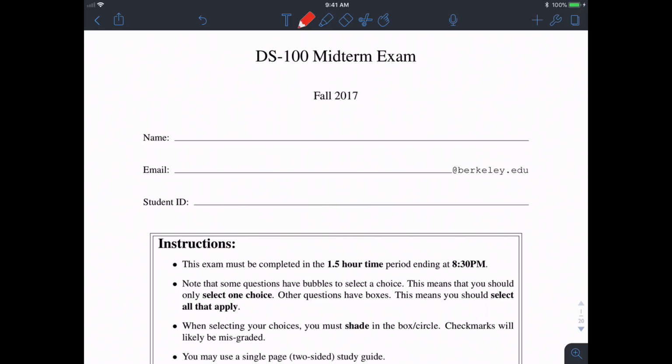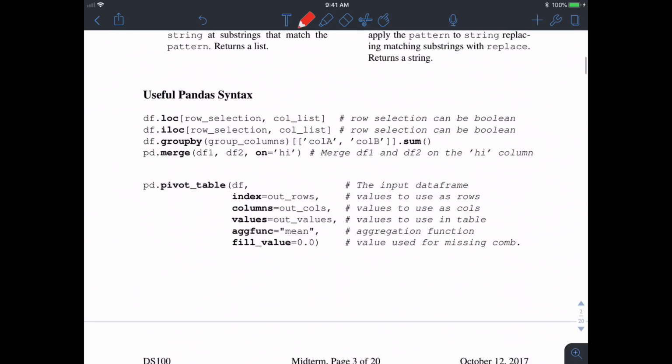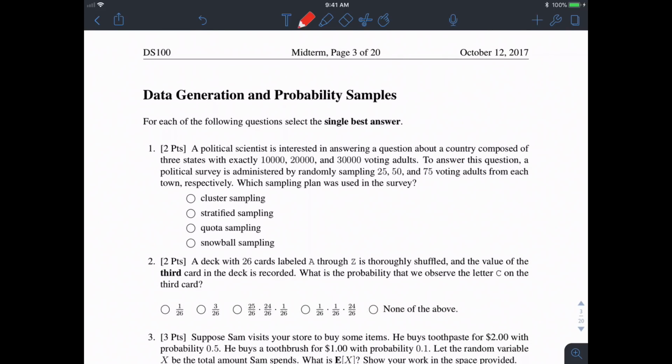The reason for that is because we've shuffled around some of the topics, bringing some of the topics that were usually covered later in the course closer to the beginning. And so another side effect of that is that the midterm will likely be more challenging than this fall 2017 midterm that you're seeing, because we've moved some of the more difficult concepts up from the end of the course to before the midterm. In this video, we're only going to go over the first section, which talks about data generation and probability samples. So let's get into it.